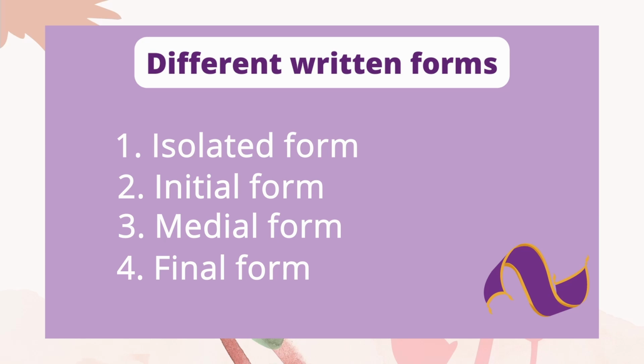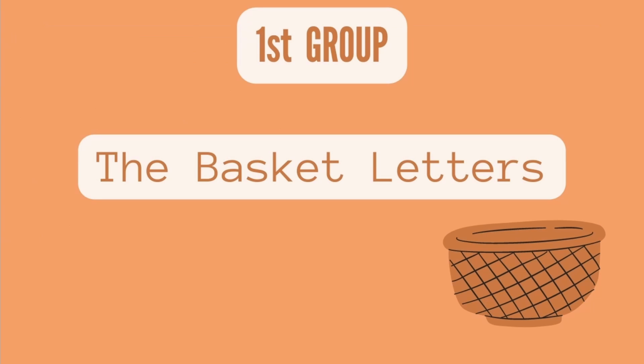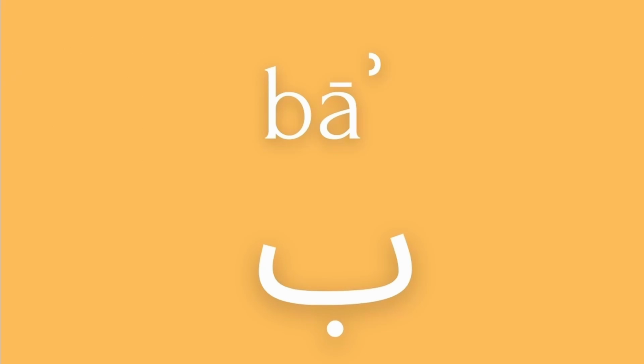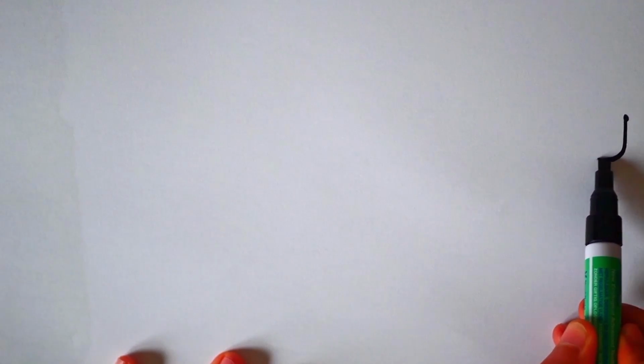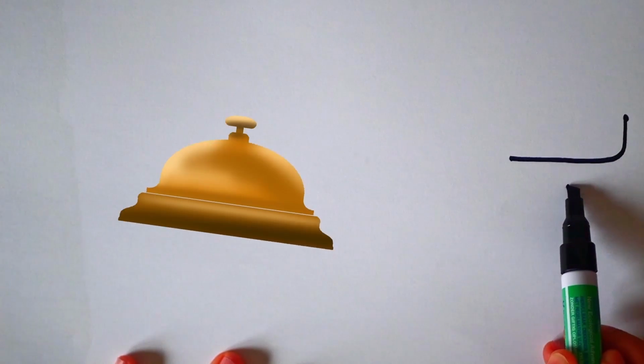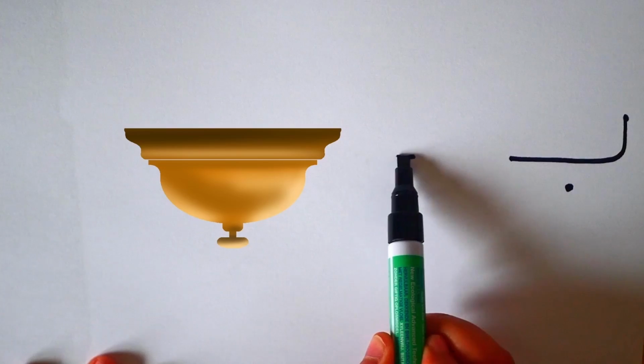Alright, let's get started. In this video, in order to make things a little bit easier, I have grouped together all the letters that look alike. Letter ba. Ba. This is the English B sound because it looks like an inverted bell.